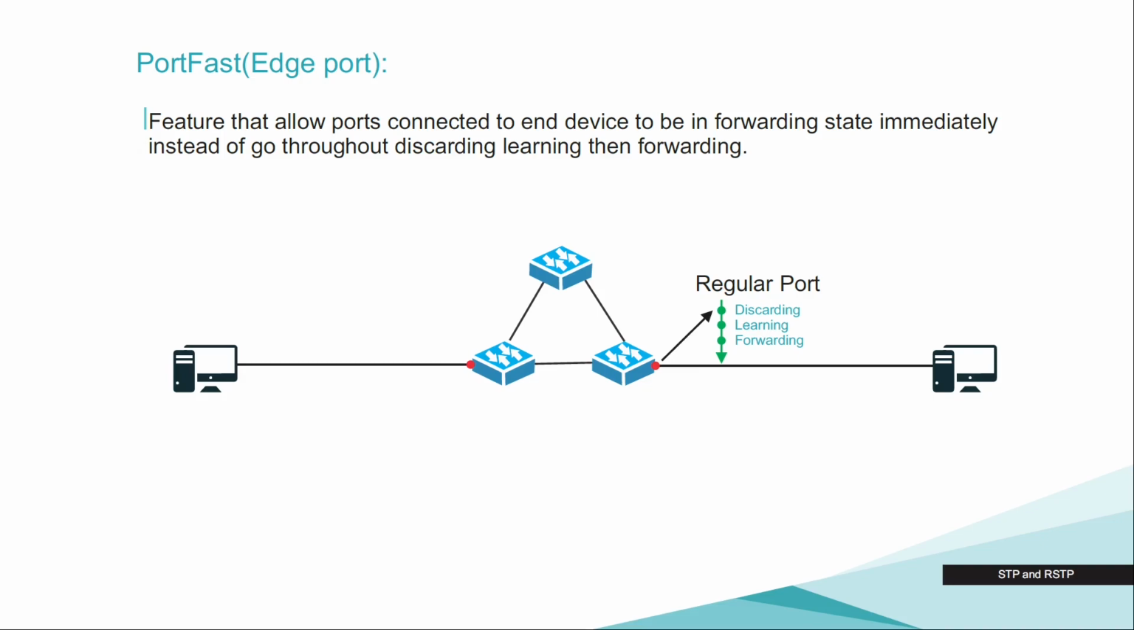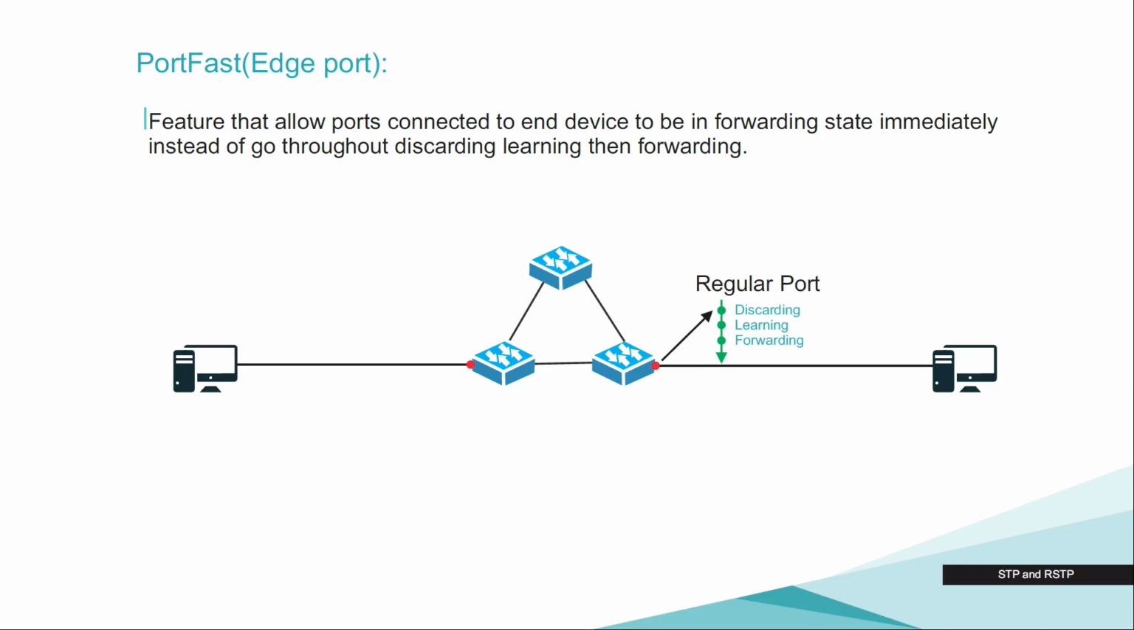So in our topology, we have an end device that is connected to a switch. Right now, I'm talking about the end device that is connected to the switch on the right side. This port is not configured with the PortFast command. In that case, this port will go through discarding, learning, and then forwarding.